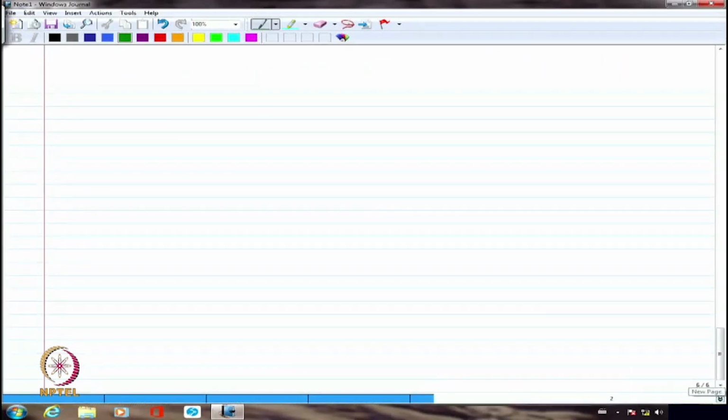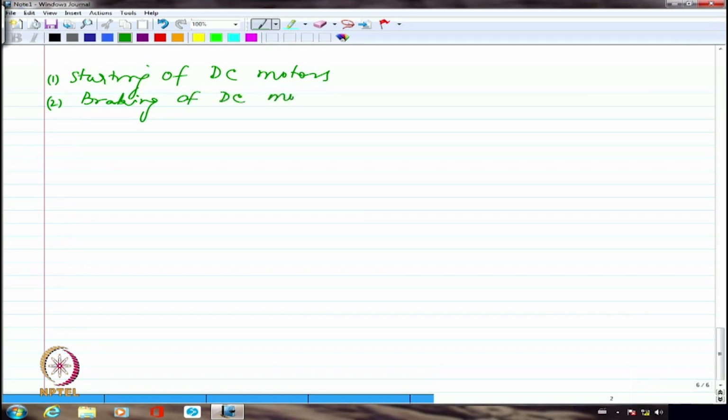The last couple of topics which we are left over with, and of course commutation I have still not taken up. So these are the three topics that are left over. One topic is about starting of DC motors. The second topic that we need to deal with, but very briefly, is braking, B-R-A-K-I-N-G, braking of DC motors. And the third topic that is left over still is commutation. So these are the three topics that are still pending.